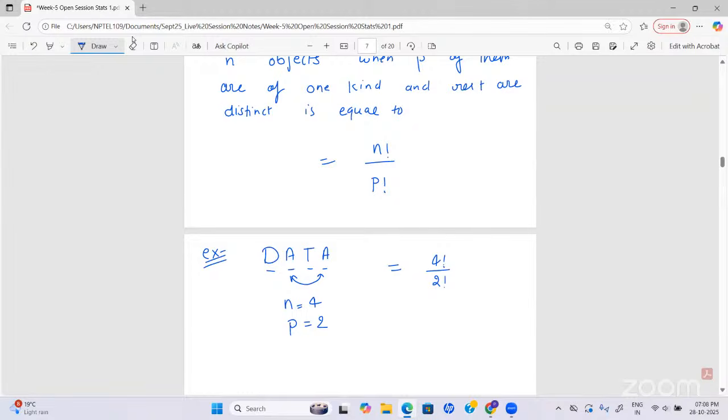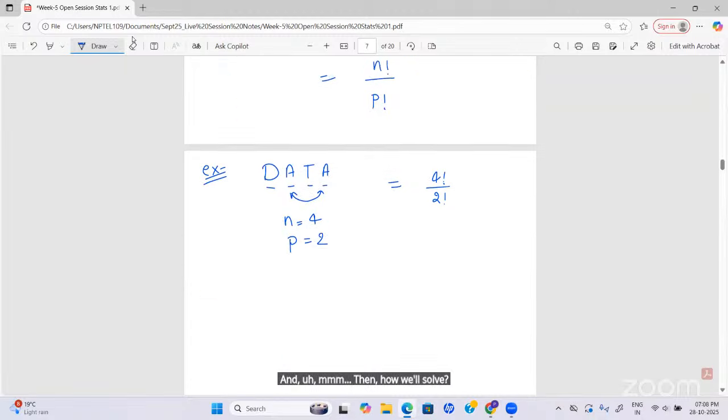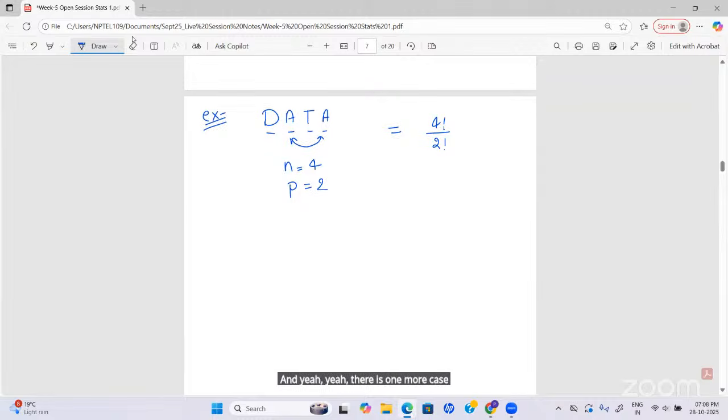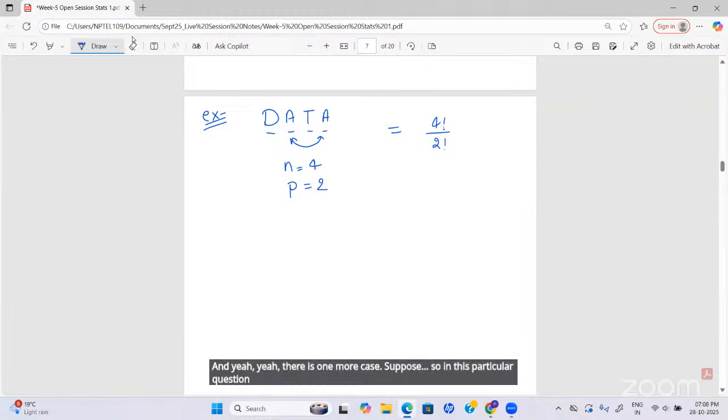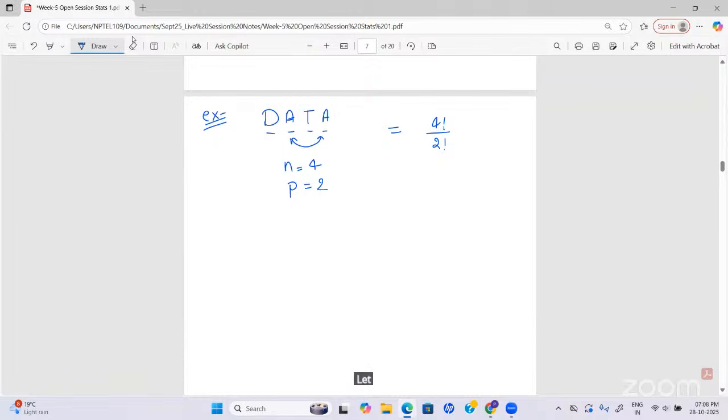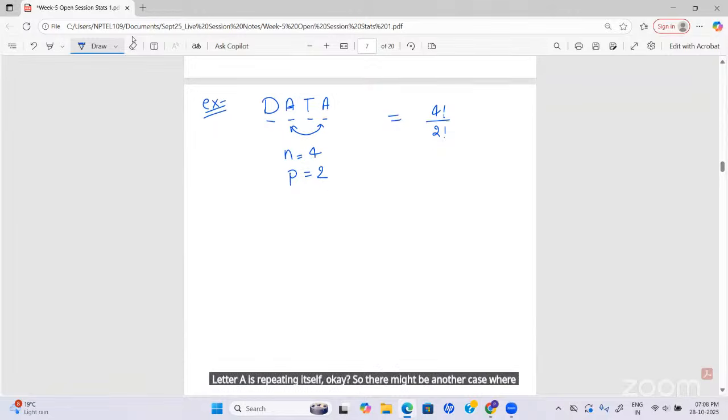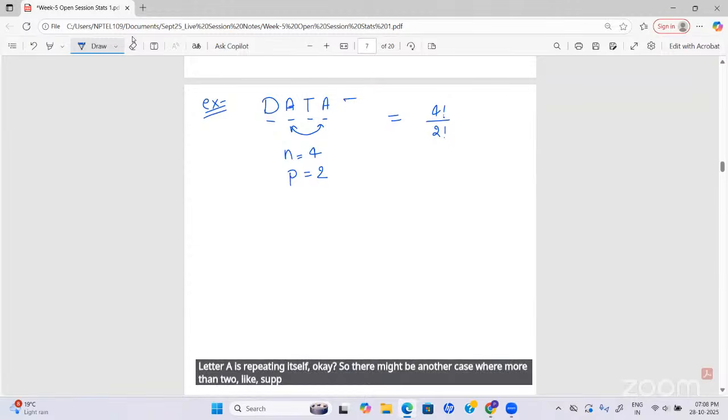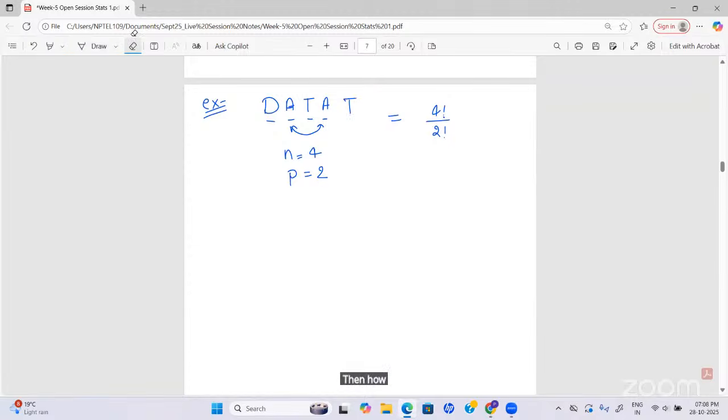Ma'am, suppose we have 2 letters repeating in some different case, then how will we solve it? Yeah, there is one more case. In this particular question, you can see only one letter A is repeating itself. There might be another case where more than one letter repeats, like suppose T is also repeating. Then how will you do that? Okay, so I'm going to write that formula.